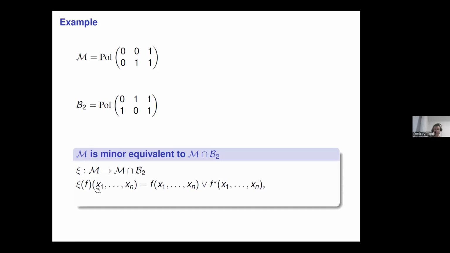And this mapping is very nice and natural. It's like this. Take an operation, disjunction, this is your operation. Here by this bar, I denote negation. And you can easily check that this mapping, a very nice mapping, is actually a minor preserving map from M to M intersection B. So that's how we prove that these two are equivalent.